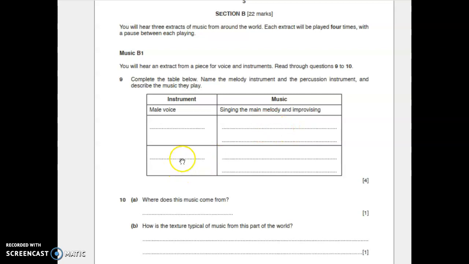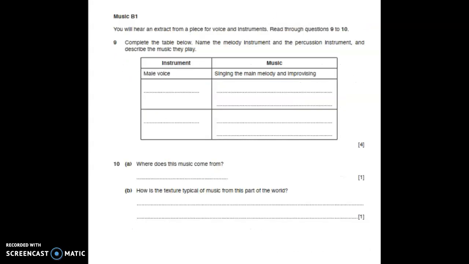And the percussion instrument, the name. And is it a rhythm that is improvised? And then you can discuss the music. The moment that you know where this music comes from, you know exactly what this instrument will play. Maybe you know the name of the rhythmical pattern. And how is the texture typical of music from this part of the world? So let's listen to the music so that we can hear where this music is from.